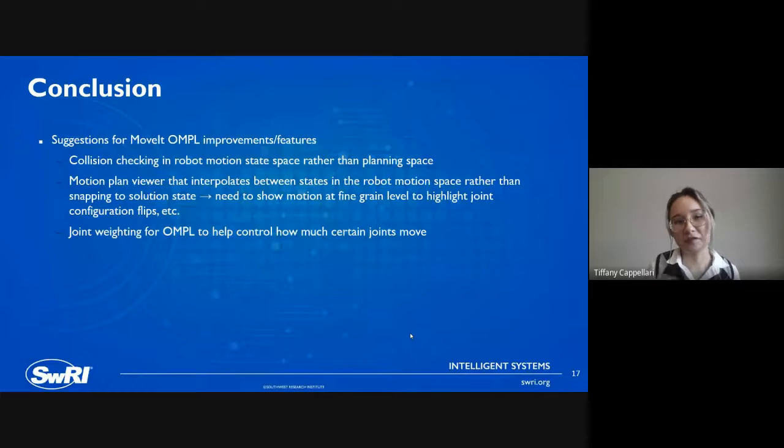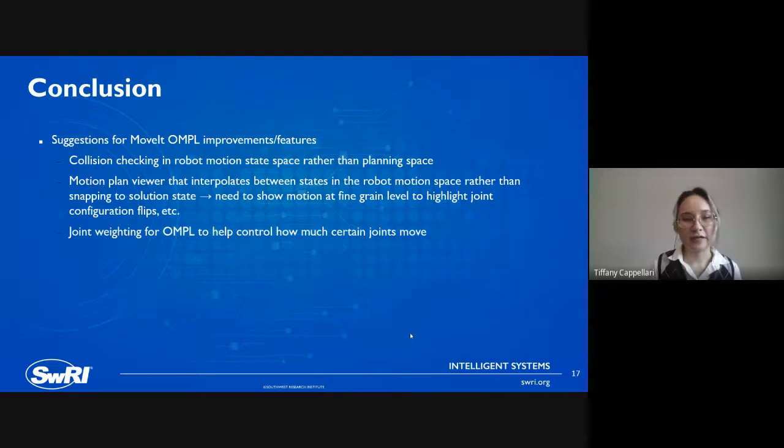And some suggestions for MoveIt OMPL that we've thought of during the course of this project is collision checking in the robot motion state space rather than planning space. Having a motion plan viewer that would interpolate between the states in the robot motion space rather than just snapping to the solution state. As in the first pass, you could see that while the robot motion looked like it would work fine, when we actually executed the path, it had these joint flips that completely disregarded the path constraints and would hit the plane, which weren't visible before we executed it.